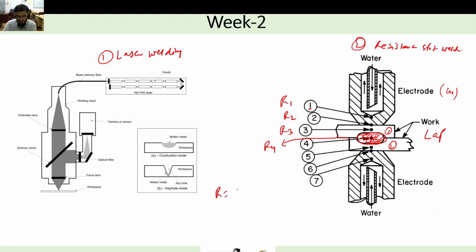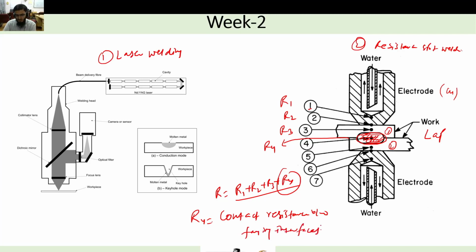The total resistance is R1 plus R2 plus R3 plus R4. But out of all these 4 resistances, R1 comes from the copper, and we know that copper is a very good conductor, so its resistance will be low. Similarly, the electrode-sample interface will have some resistance, but R4, which is the contact resistance between the faying interfaces, is the largest. Sorry for my bad handwriting, but you can understand. So out of these 4, R4 is the maximum.